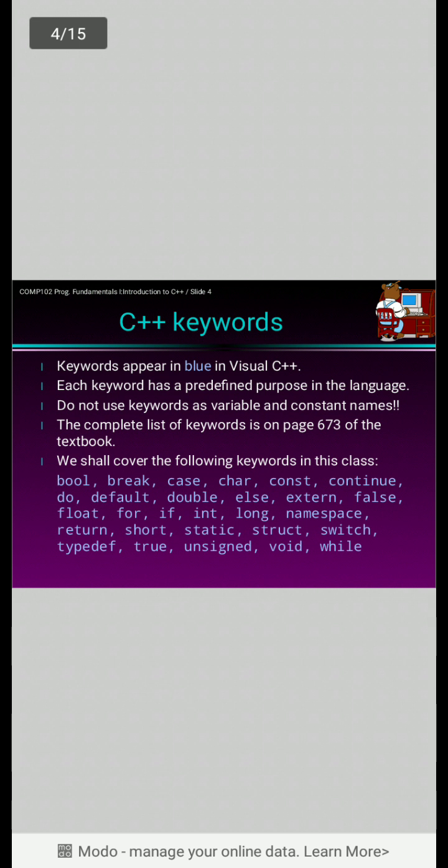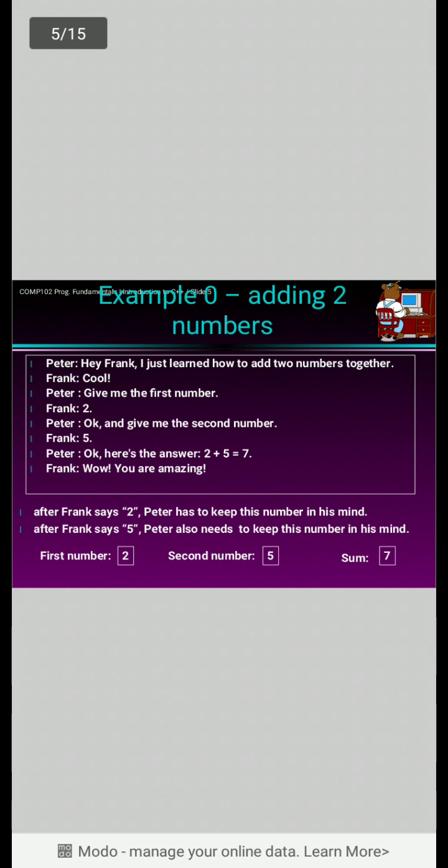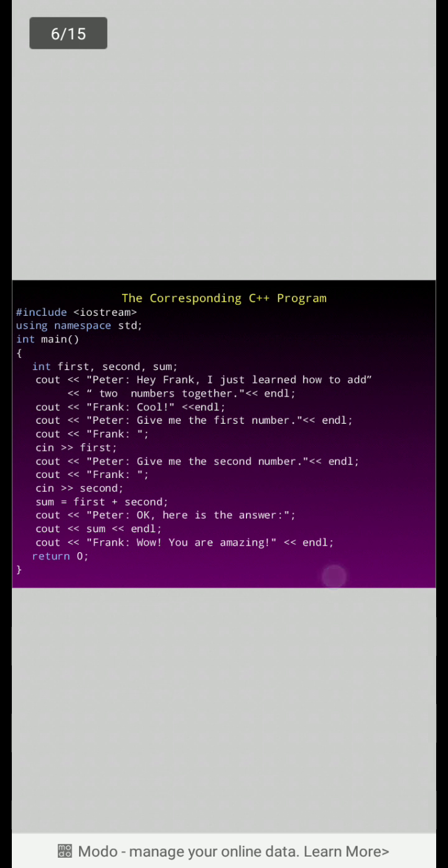Next, C++ keywords. Keywords appear in blue in Visual C++. So the color of the keywords is usually blue, as you can see below, like bool, break, case, char, const, namespace, switch, typedef. So all these are the keywords in C++, and the color of them would be automatically blue. This is an example of the same.